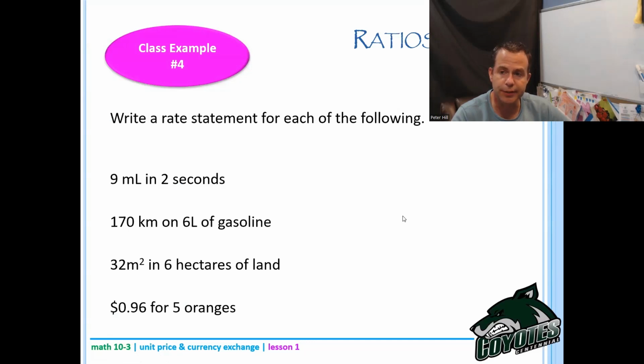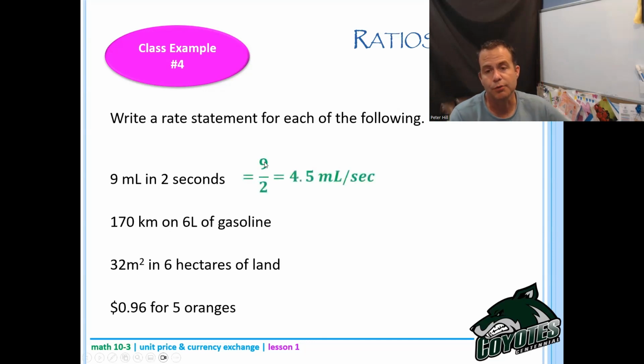9 milliliters in 2 seconds, okay? Now, that is sort of like a rate statement already, but what we're going to do is write it so that we can say milliliters per second. Milliliters per second, that means that we want 1 second. So all we have to do is divide 9 by 2. So I'll go 9 divided by 2, and that's going to give me 4.5 milliliters per second.